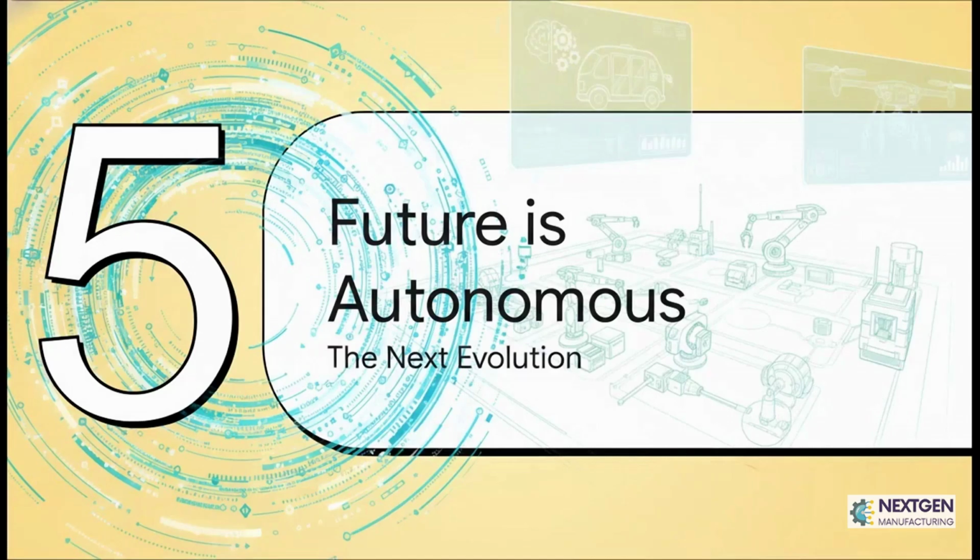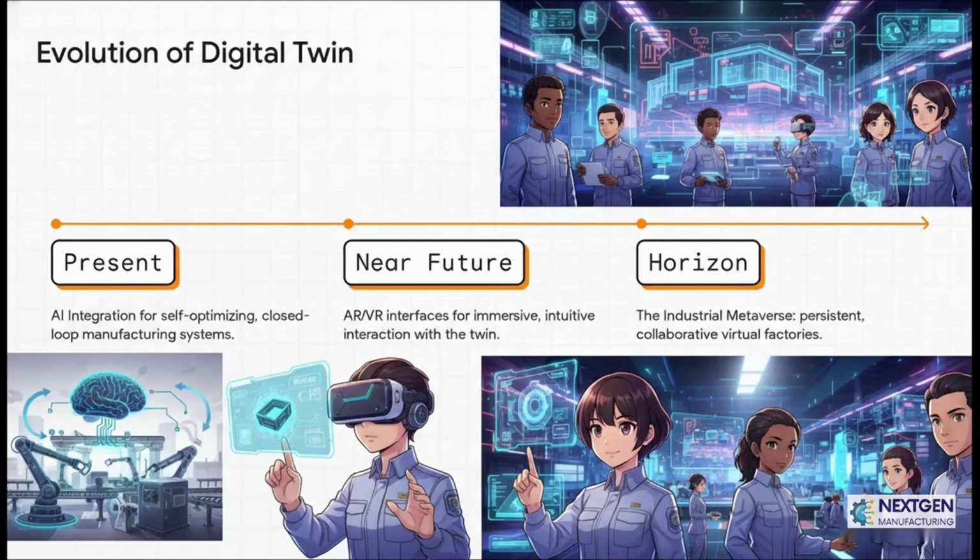But as powerful as all this is, it's really just the beginning. The next evolution of the digital twin is pushing us toward a future that is way more autonomous. Right now, we're seeing AI integrated into these systems, creating twins that don't just predict problems, but can actually self-optimize a whole production line. In the very near future, we'll be interacting with these twins through augmented and virtual reality. And then, on the horizon, you have the industrial metaverse, entire virtual factories where engineers from all over the globe can work together in a shared digital space.